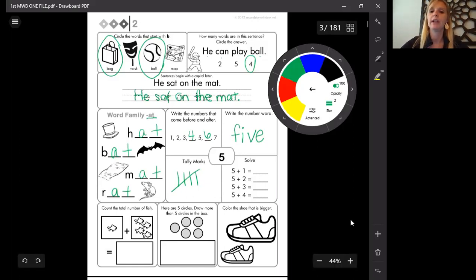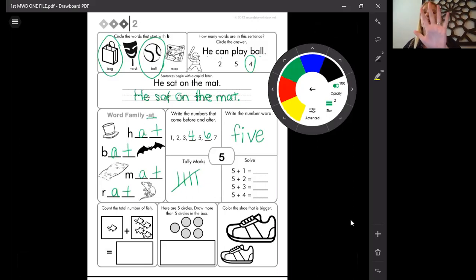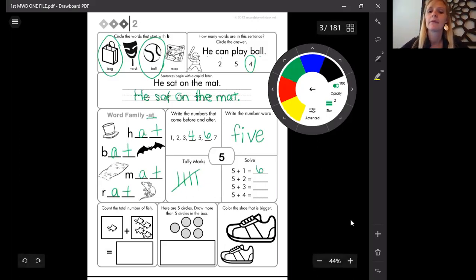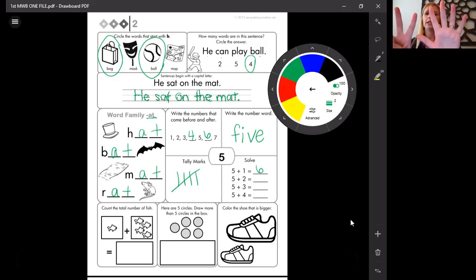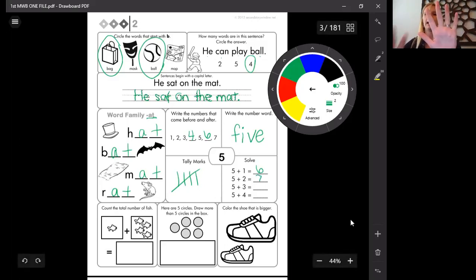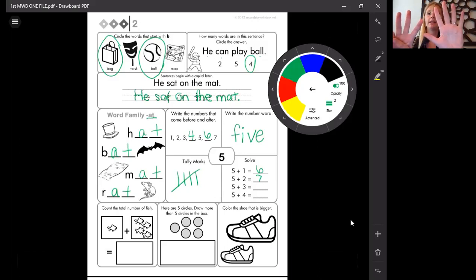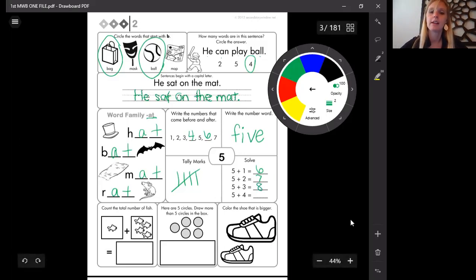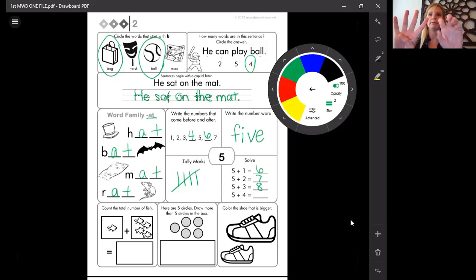Okay, so we got some addition right here. 5 plus 1, so we have 5 fingers plus 1 more gives me 1, 2, 3, 4, 5, 6. Okay, 5 plus 2 gives me, I already know this is 5, so 5 counting on, 6, 7. Okay, 5 and 3 more. 5, 6, 7, 8. And 5 and 4 more gives me 5, 6, 7, 8, 9.